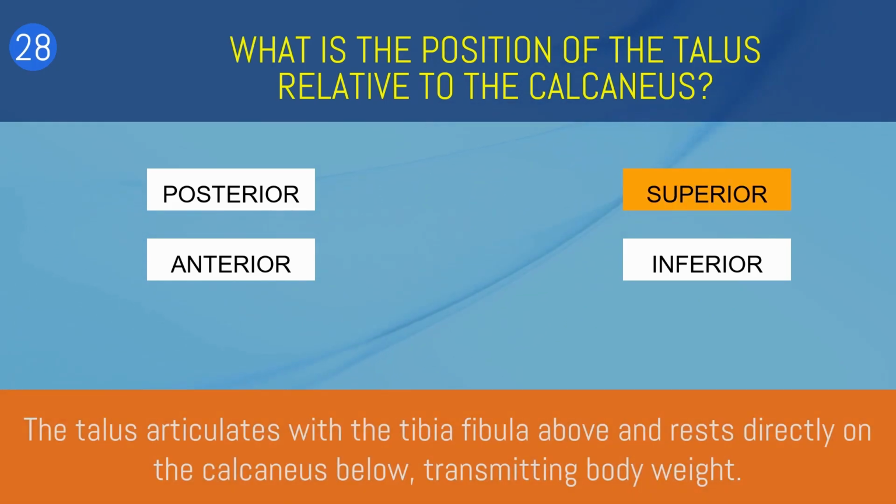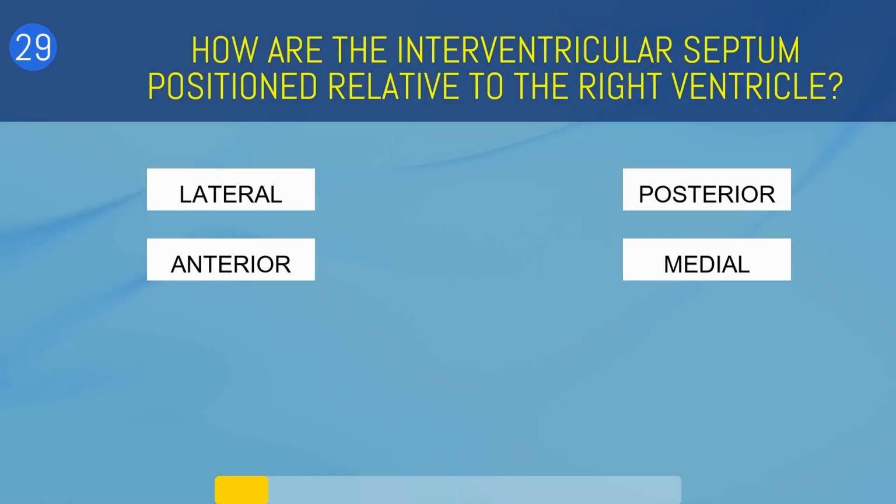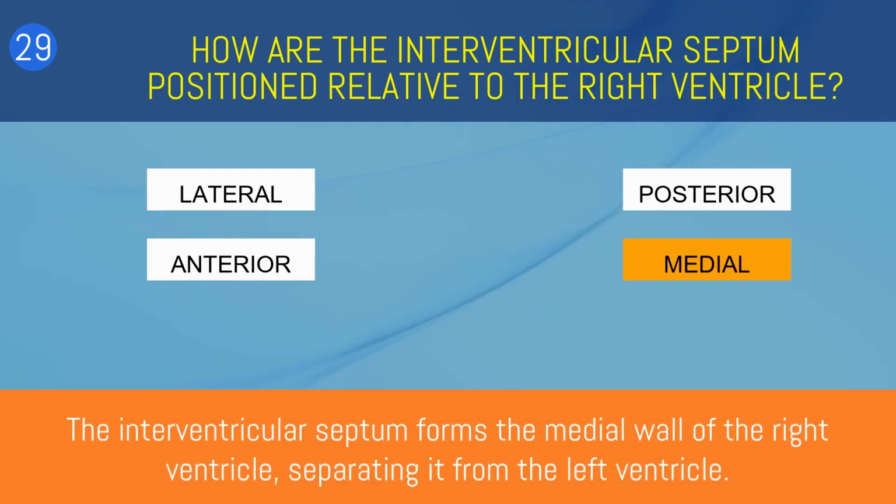Superior. The talus articulates with the tibia fibula above and rests directly on the calcaneus below, transmitting body weight. How is the interventricular septum positioned relative to the right ventricle? Lateral, anterior, posterior, or medial? Medial. The interventricular septum forms the medial wall of the right ventricle, separating it from the left ventricle.